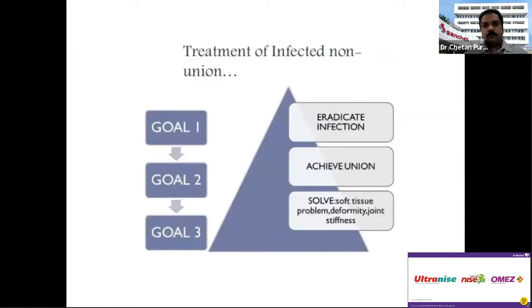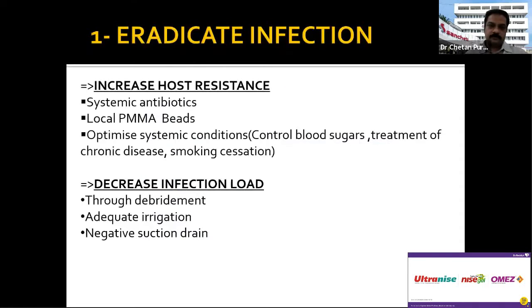So the goals of treatment in an infected non-union, first is to eradicate infection. Unless we do that, we will not be able to achieve our second goal, which is to achieve union. And the third goal is to achieve the first two goals with minimum soft tissue problems such as deformity, joint stiffness, or limb length discrepancy.